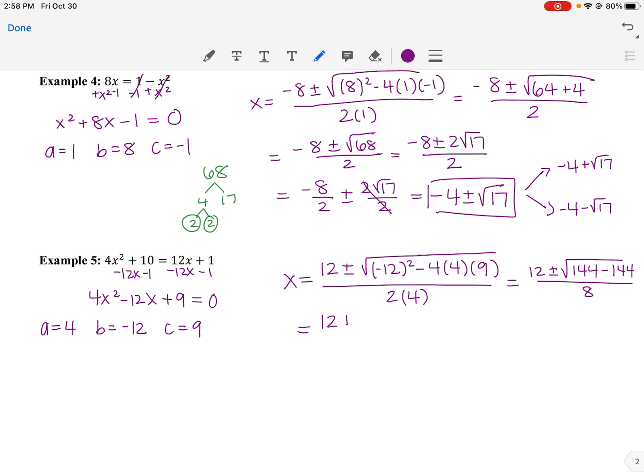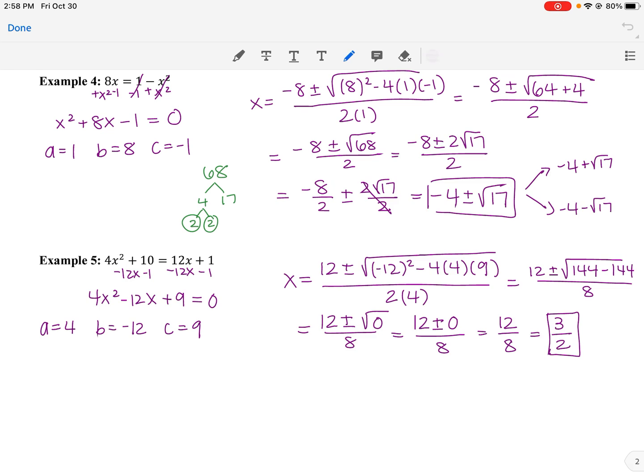So we have 12 plus or minus 144 minus 144 is just 0, all over 8. So here you really have just 12 plus or minus the square root of 0 is just 0, all over 8. So really just get 12 over 8, which we could simplify if you wanted to as 3/2. So in this case, there's just one solution.